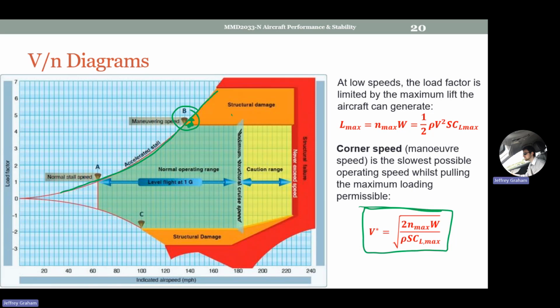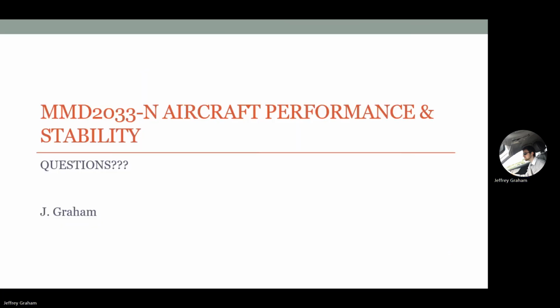Right. You may be asked to sketch this very quickly in an exam. It doesn't need to be a work of art, but basically ensure you've got a safe operating region, caution range, structural failure range rather, stalling points, and being able to identify the maneuvering / corner speeds. Right, that is the end of horizontal and vertical turns.